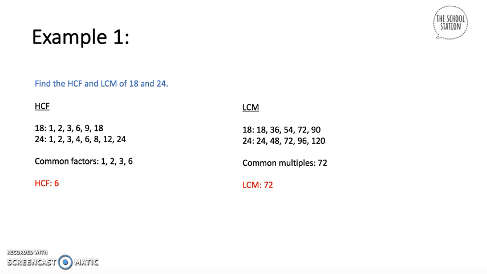So now that you know your HCF, we now go to the LCM. And for the LCM, again, you make two different lists. So I like to write down the first 5 multiples of 18 and the first 5 multiples of 24. And then again, you just want to compare.